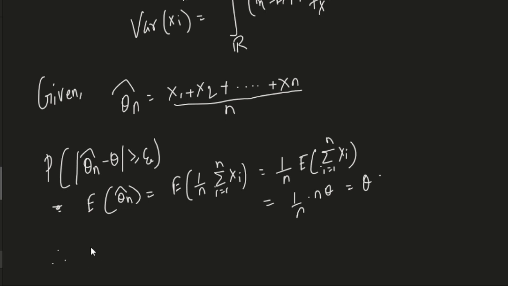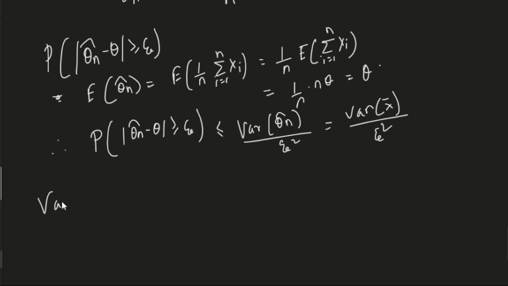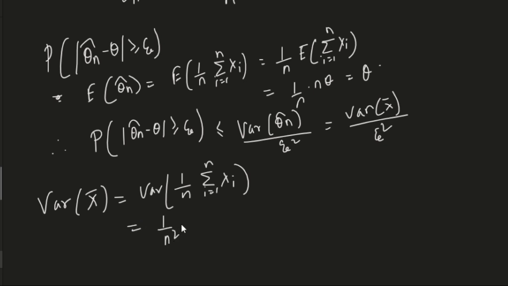Therefore, using Chebyshev's inequality we have, less than or equal to the variance of theta n by epsilon square, and now the variance of theta n is basically the variance of x bar by epsilon square. Now what is the variance of x bar? The variance of x bar is simply equal to 1 by n square times the variance of the summation from i equals 1 to n of xi, and this would be n into sigma square, so it becomes sigma square by n, right?